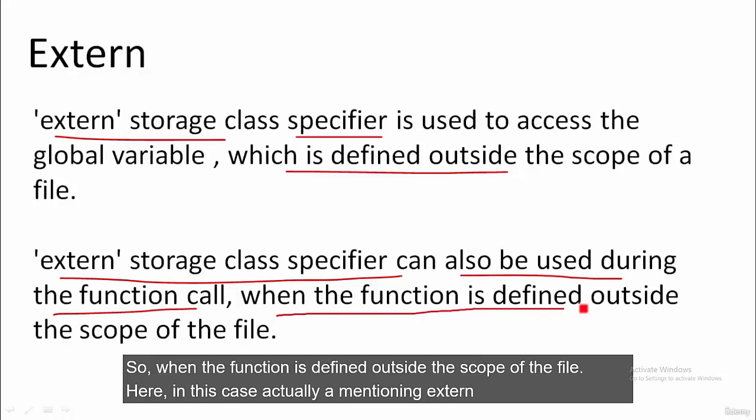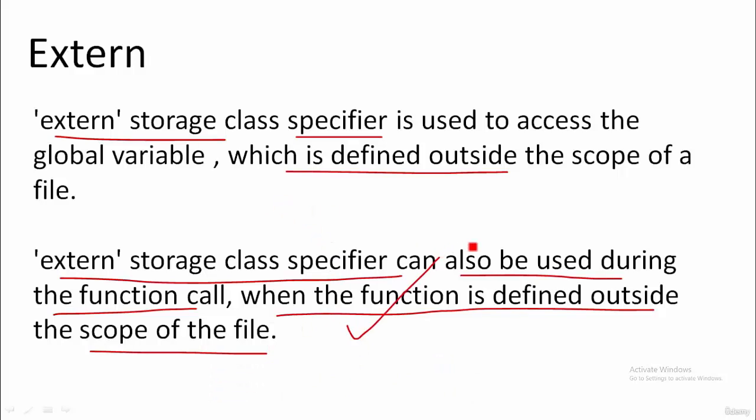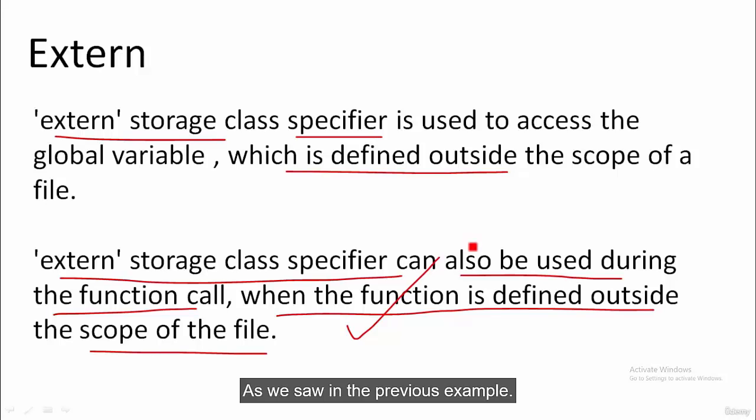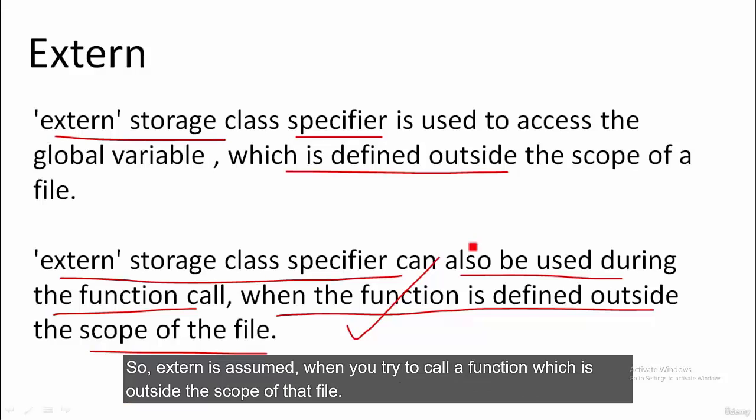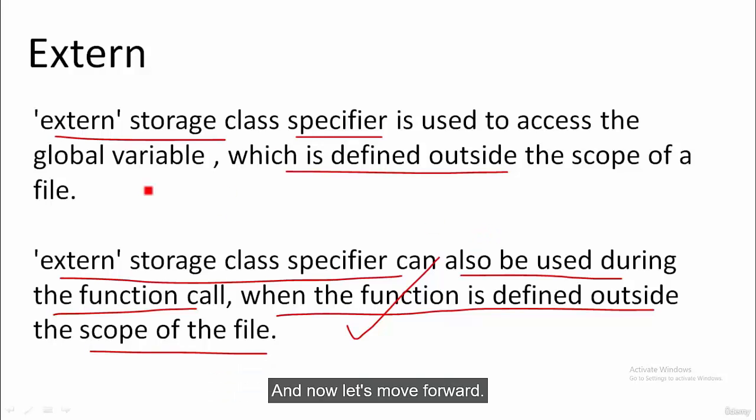This is when the function is defined outside the scope of the file. Here, in this case, actually mentioning the extern keyword is not compulsory. It is optional, as we saw in the previous example. So extern is assumed when you try to call a function which is outside the scope of that file. And now let's move forward.